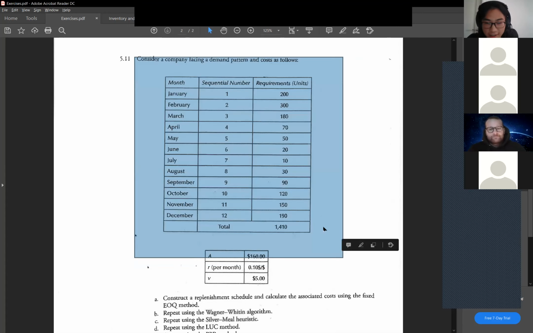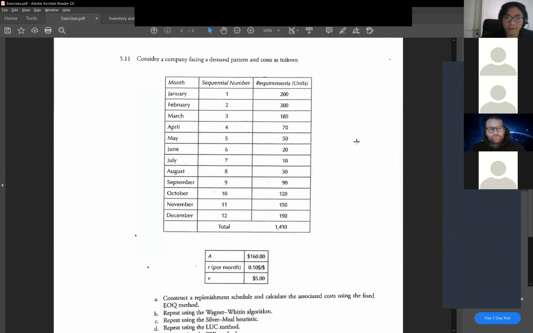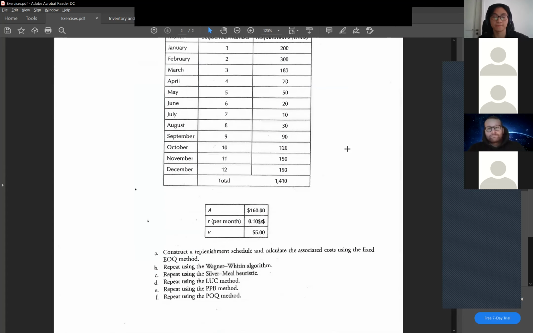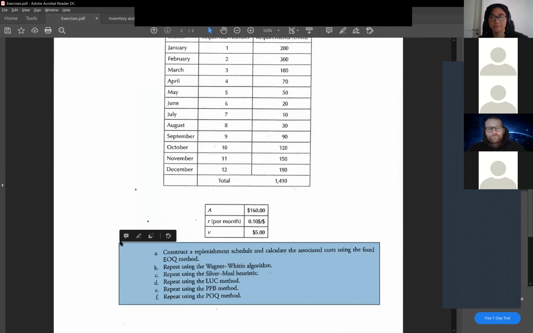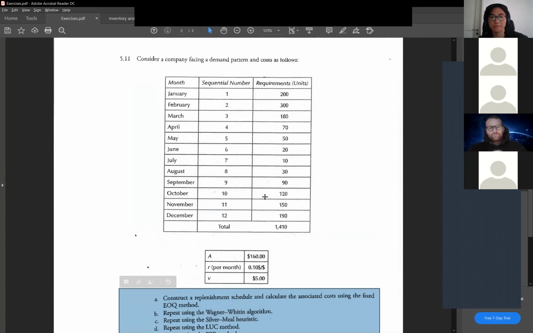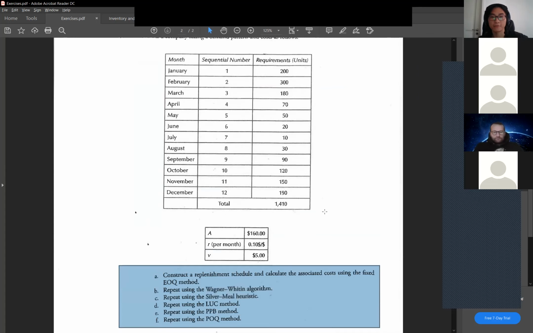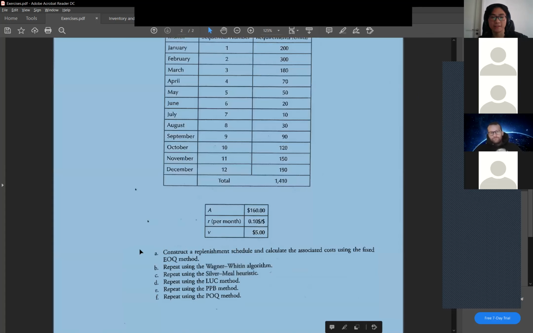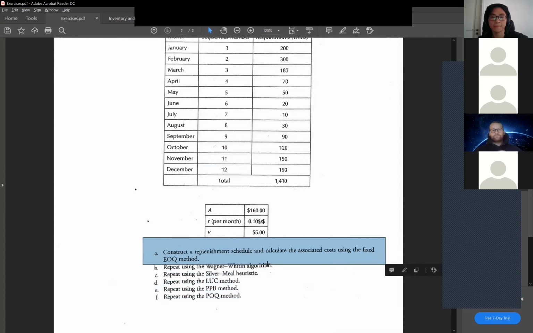So I suppose that you have read through the problem, and the idea is to apply different heuristic models onto this problem. We'll just get started with the first one, A, using the fixed UQ method.